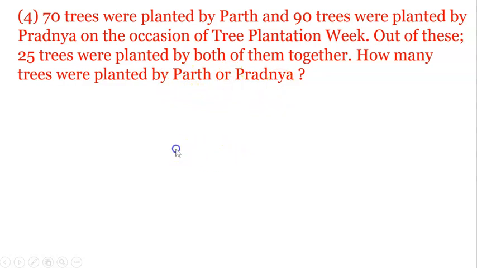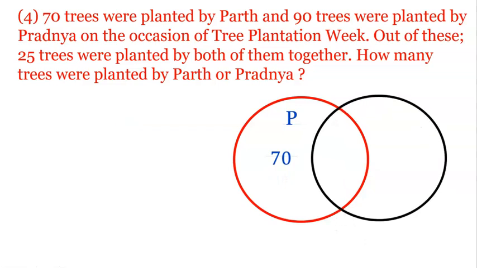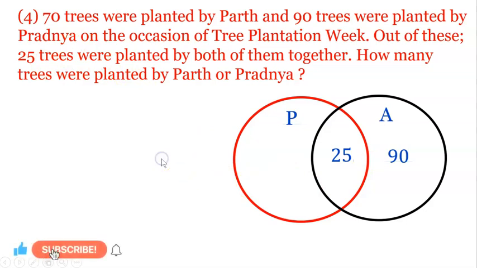Okay. Now see this here. First, let us look at the Venn diagram. These are the number of trees planted by Parth, that is 70. Number of trees planted by Pradnya, 90. Together they planted 25 trees.